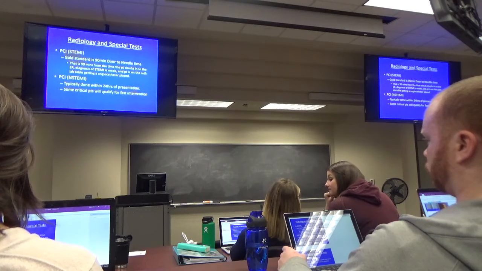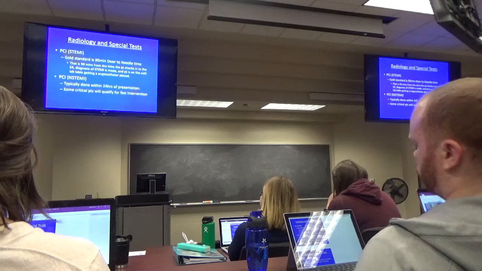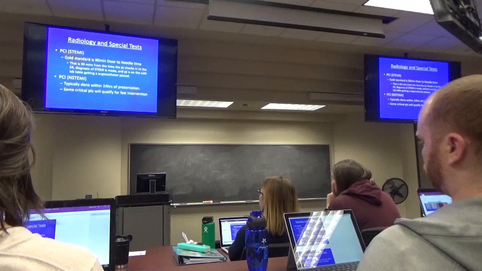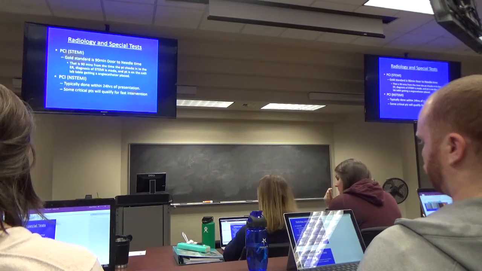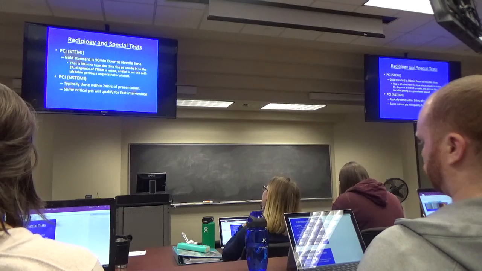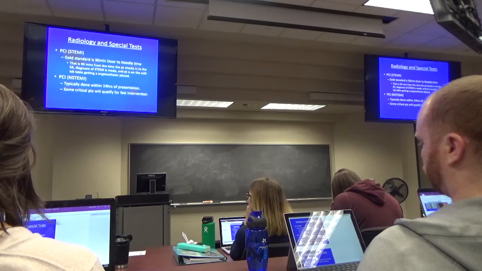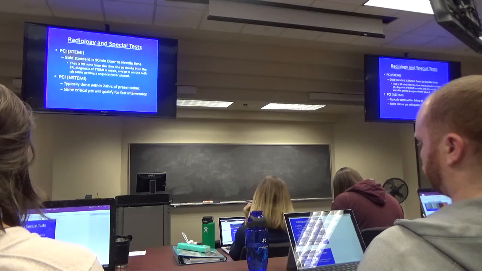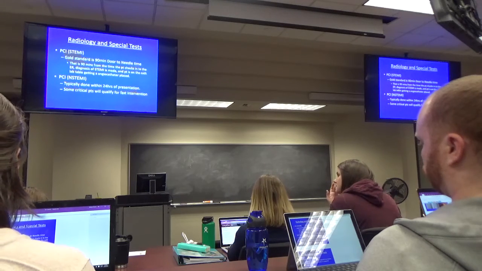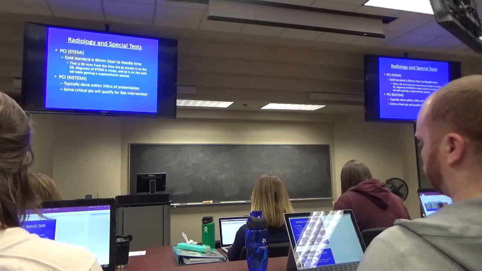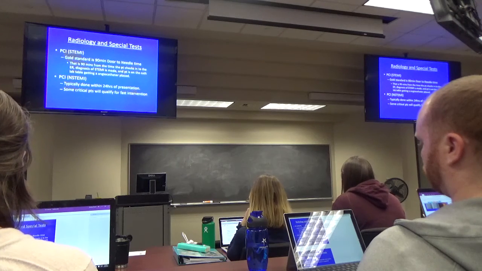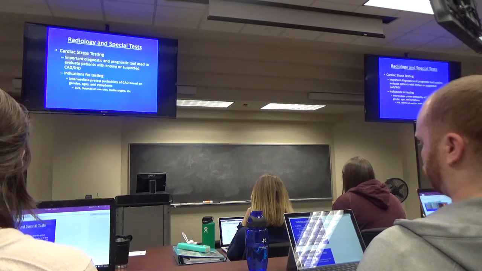The PCI in NSTEMI is usually done 24 hours, or 12 hours, after presentation. There's no real acuity to get an angiography or a stent placed in NSTEMIs unless they have sudden deterioration. If their blood pressure is getting lower, or they're going into cardiac dysrhythmia, that's when you want to do it faster. But with an NSTEMI, you have some time before they have to go to the cath lab. That makes sense.